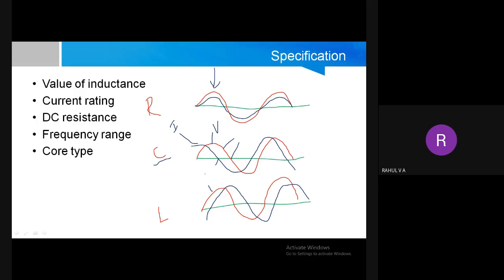And here you can see the voltage crosses zero before the current does. So here I can say voltage leads current. So in the case of an inductor, voltage leads the current. In the case of a capacitor, current leads the voltage.